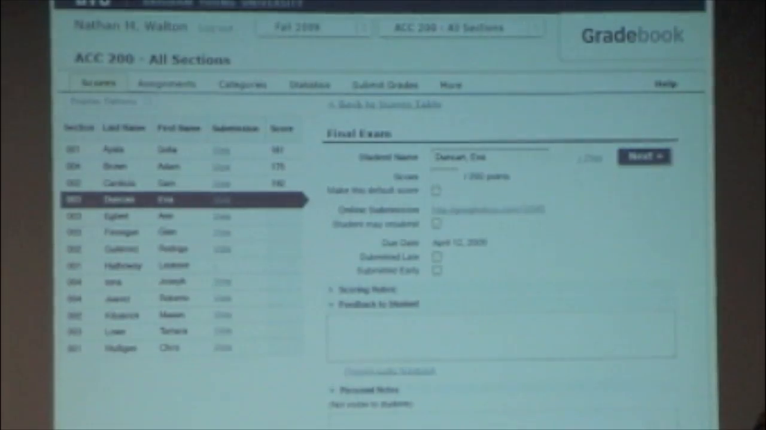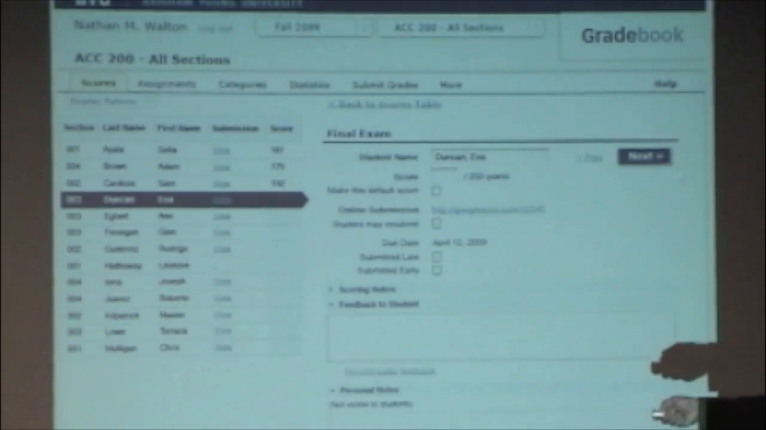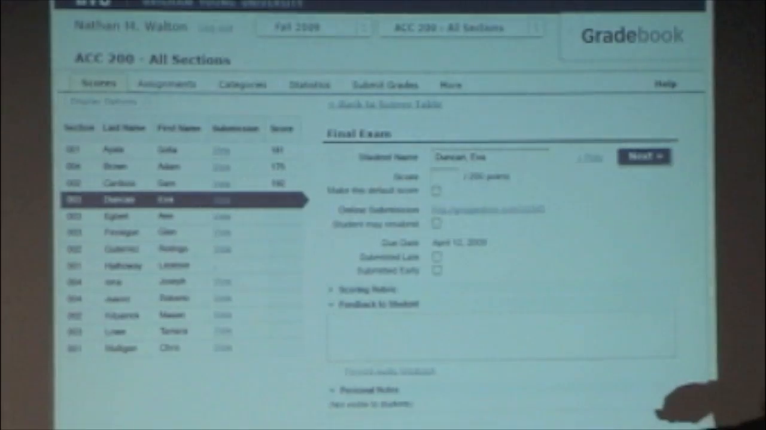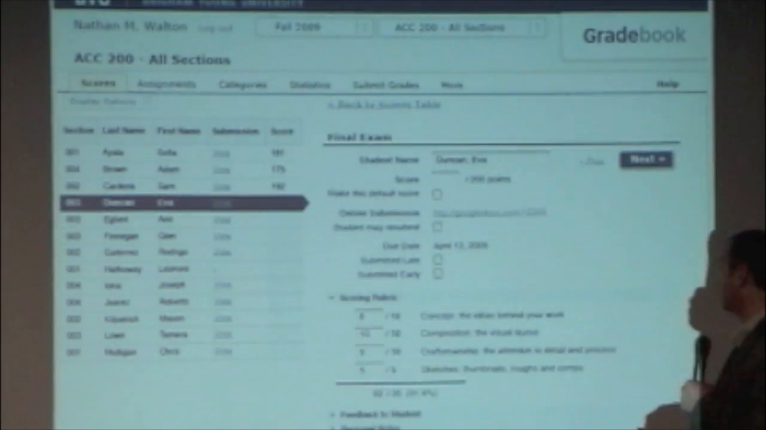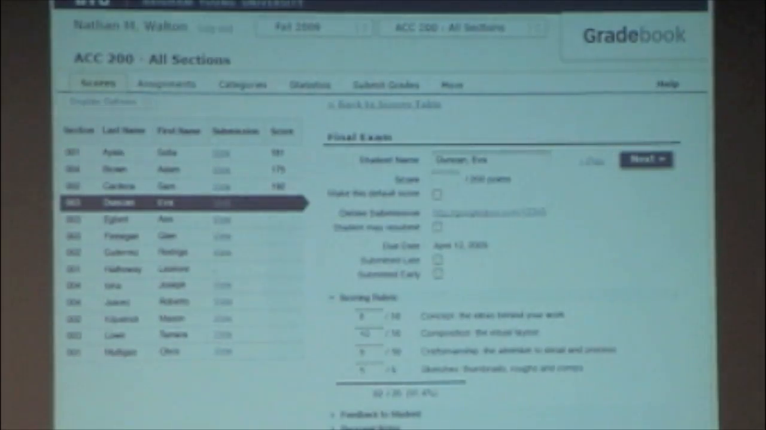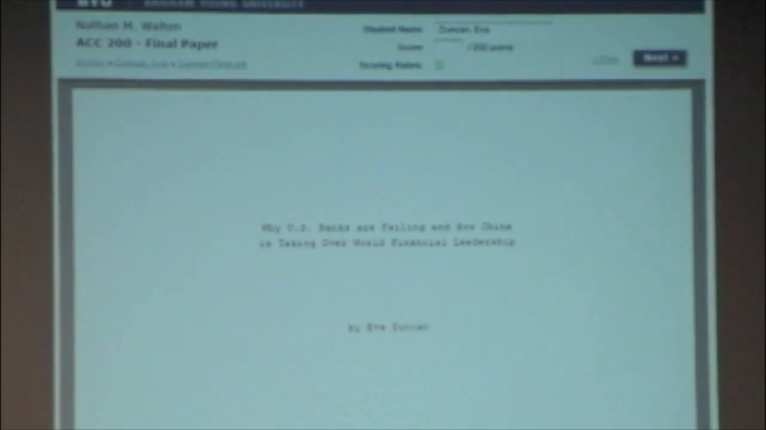So for many assignments, we can say, just put it on the web, tell me where it lives, and then I can use this interface to score it with a rubric. I can record voice feedback, and the student can get it. But the interface that we're really excited about is if I go into grade mode, now I have just a little frame at the top.